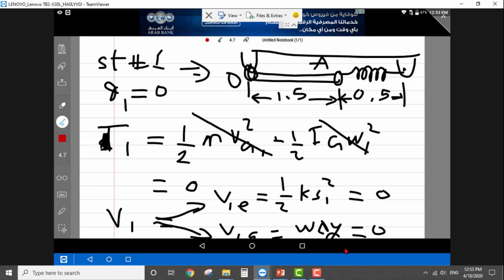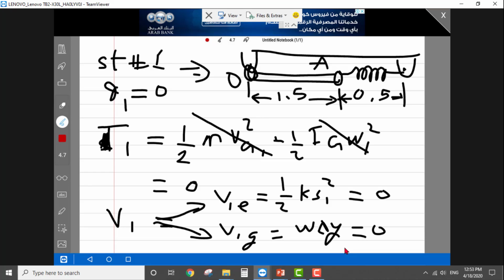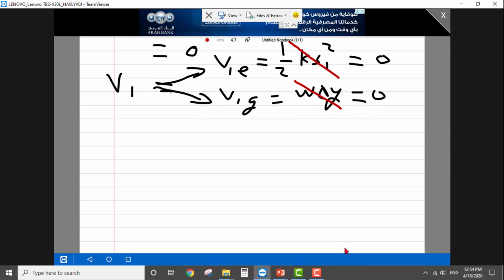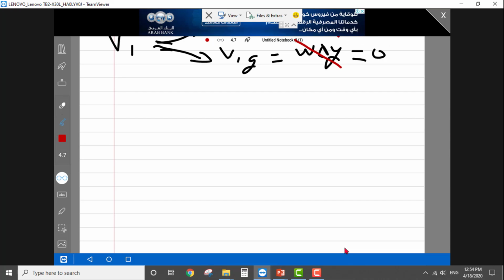But why? Because in the problem statement it's mentioned that there is no stretching when theta equals 0, which is state 1. So the stretching is 0. And again the gravitational term is 0, because the rod lies completely on the reference, as I mentioned earlier in the PowerPoint. So that means T1 and V1 are equal to 0. Now let's move to state 2.